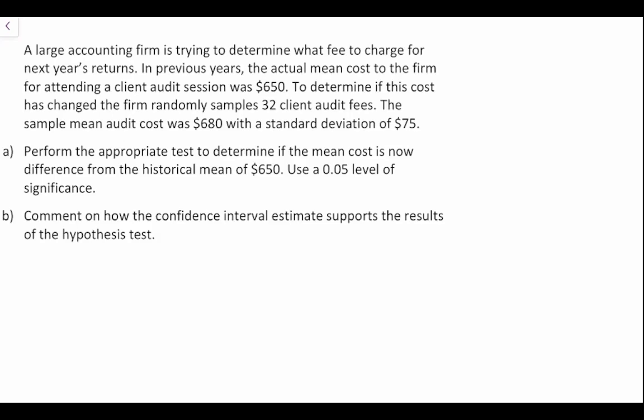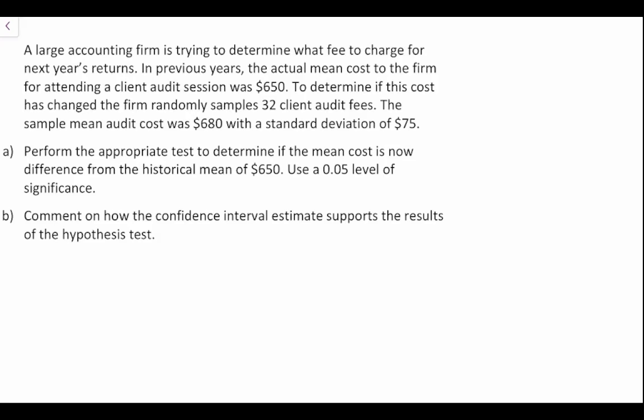A large accounting firm is trying to determine what fee to charge for next year's returns. In previous years, the actual mean cost of the firm for attending a client audit session was $650. To determine if this cost has changed, the firm randomly samples 32 client audit fees. The sample mean audit cost was $680 with a standard deviation of $75. And we have two questions here.